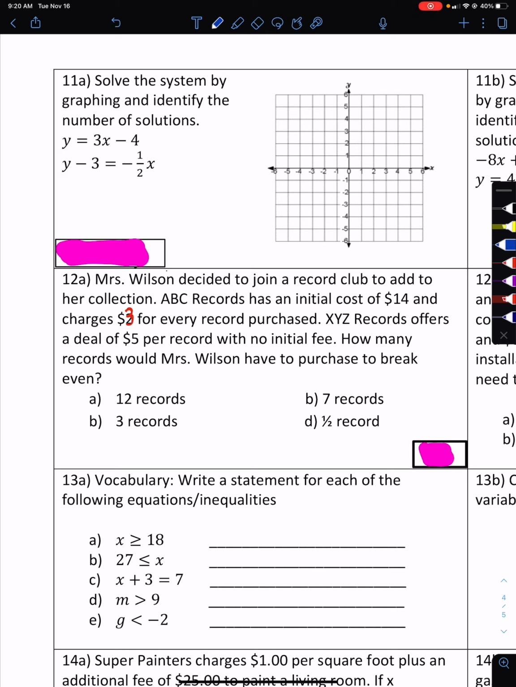So whenever we're graphing, remember that our equations need to be in slope-intercept form. So our first equation, y equals 3x minus 4, is in slope-intercept form, but our second equation is not. So we need to take this negative 3 and move it to the other side. So to rewrite that equation, we would have y equals negative 1/2 x, and now it will be positive 3. Now we can graph these two equations.